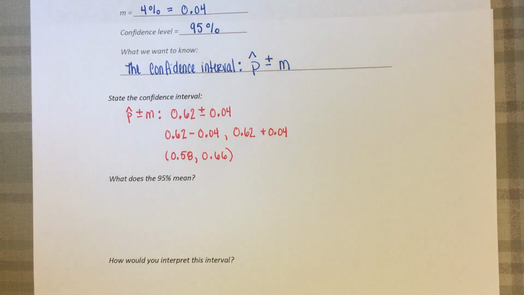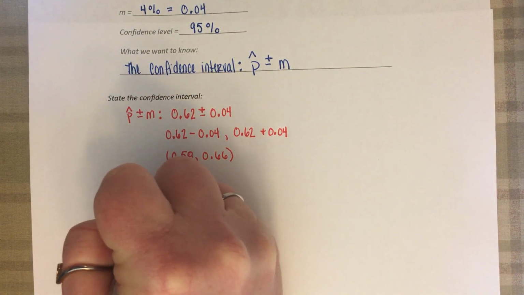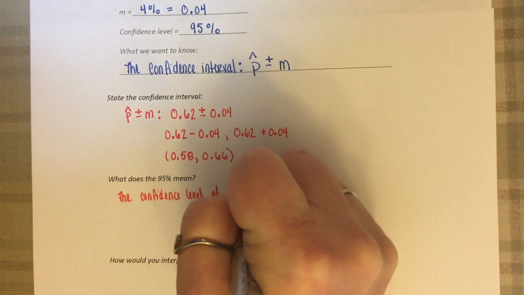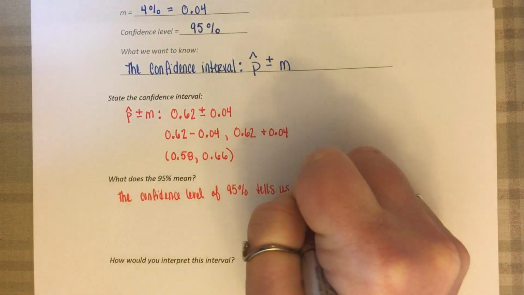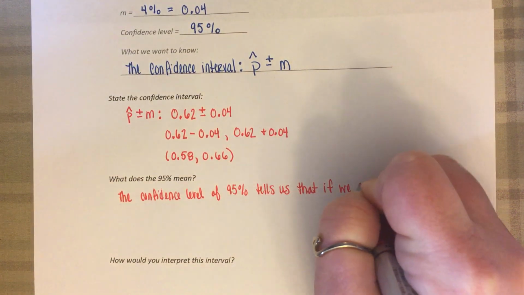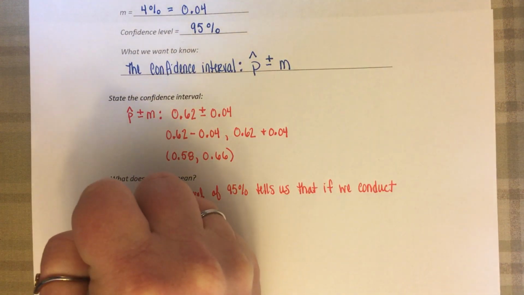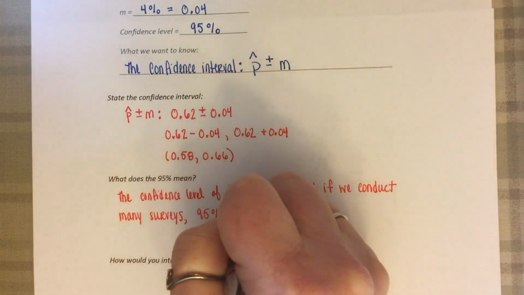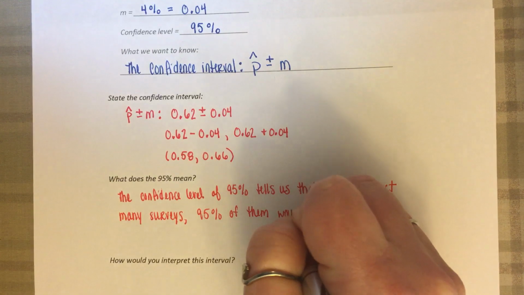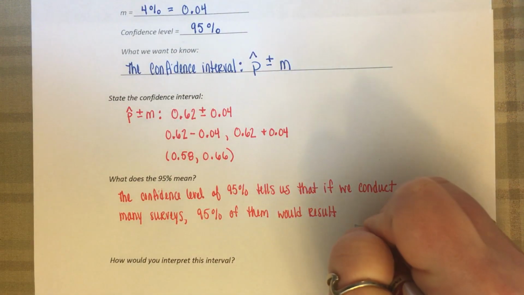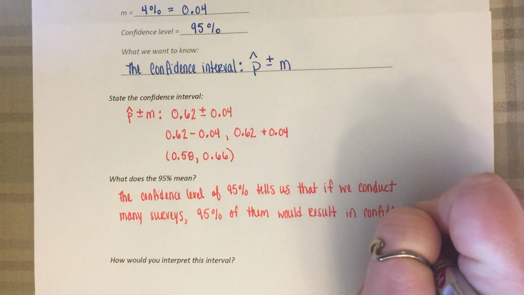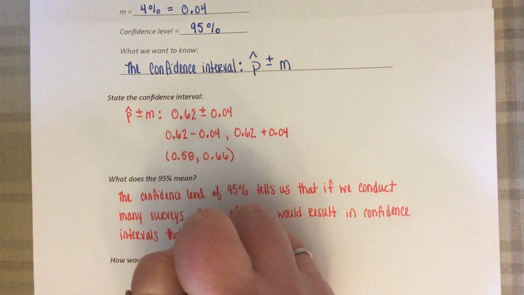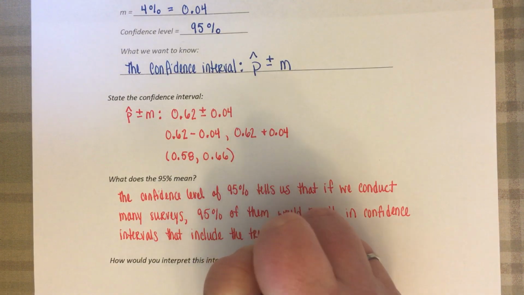limit, as we're going to refer to them in problems when we're using StatCrunch. All right, so we're going to start by answering the question, what does that 95% mean? The confidence level of 95% tells us that if we conduct many surveys, 95% of them would result in confidence intervals that include the true proportion.